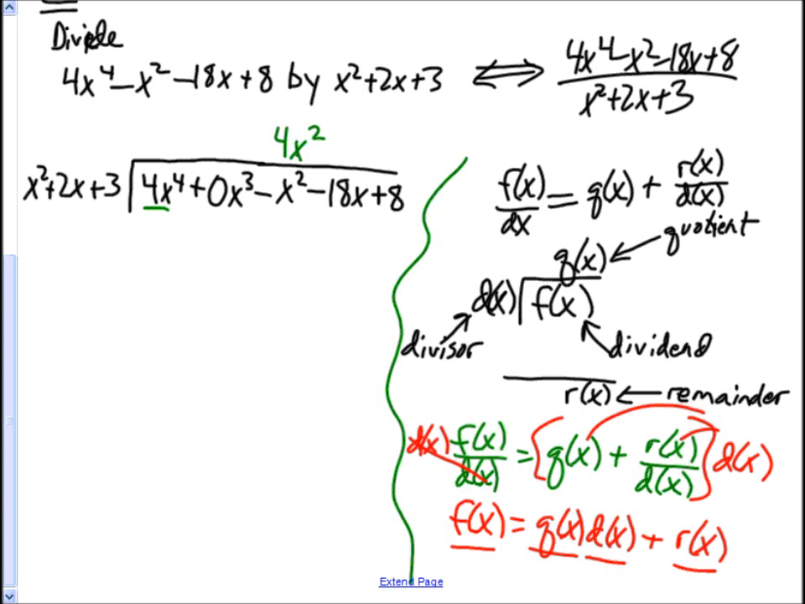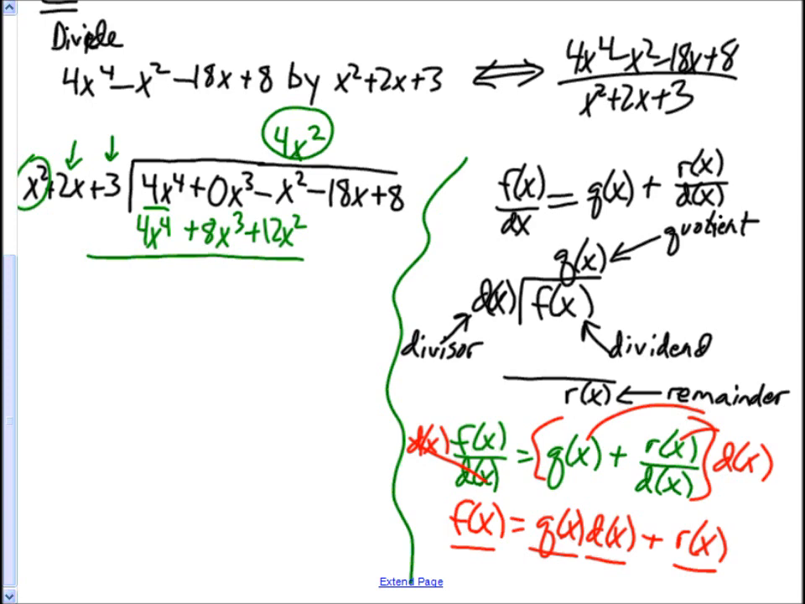Now I multiply it through. 4x squared times x squared is 4x to the fourth. We matched it. Then I have to keep multiplying it through the entire divisor. So 4x squared times the 2x gives us 8x cubed, and then 4x squared times 3 is 12x squared.